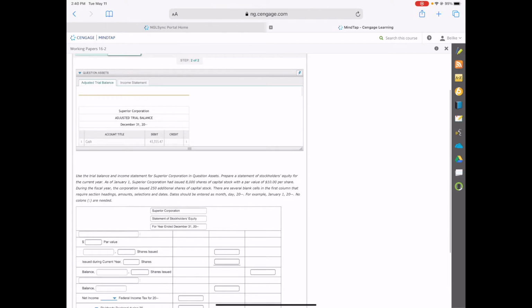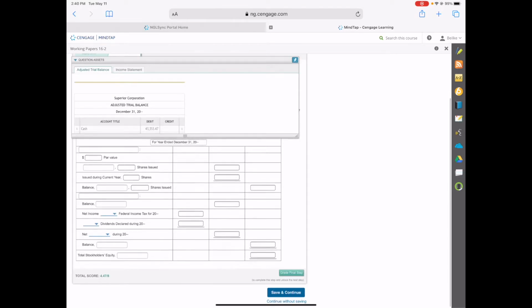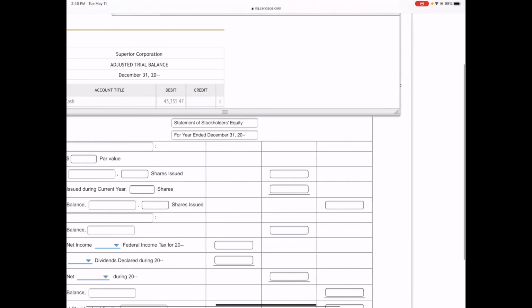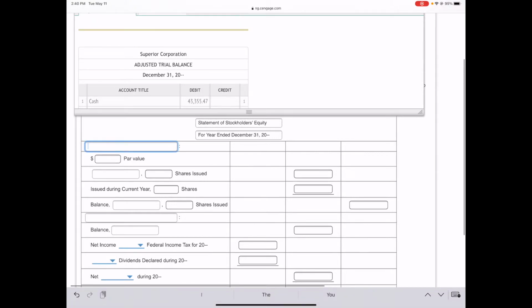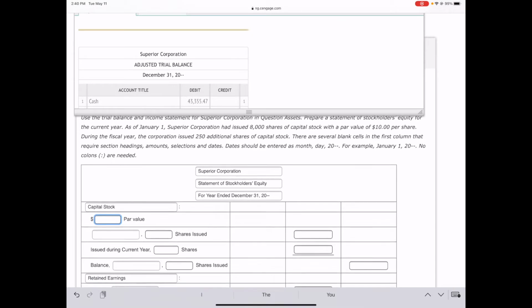Okay, so I'm going to hit the pin here. That'll help me. Okay, the first section here is capital stock, and then our second section down here is retained earnings. So we're going to figure out those two. Remember, capital stock is the total amount of stock that we have issued. Okay, the par value, according to our instructions up here, is $10 per share.